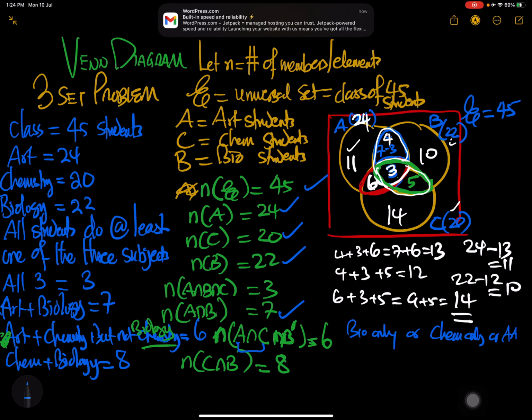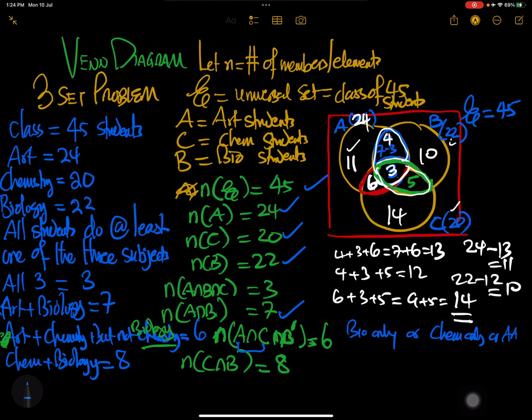All right. So we are going to realize that there are 10 students that do biology only. You can see that if you look at this region, this region is biology only. So bio only is 10.